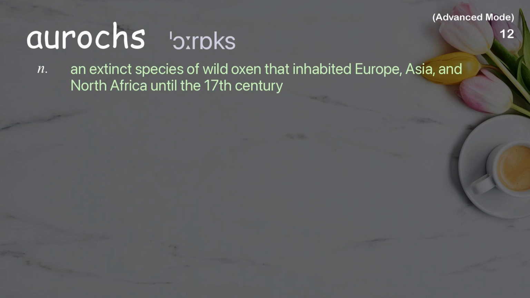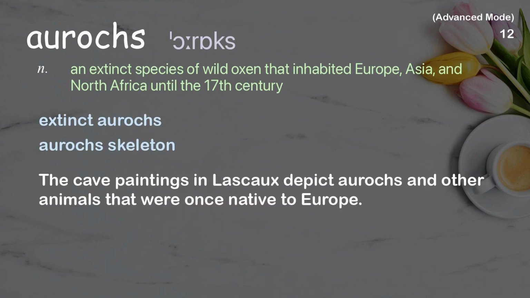Aurochs. An extinct species of wild oxen that inhabited Europe, Asia, and North Africa until the 17th century. Examples: Extinct aurochs. Auroch skeleton. The cave paintings in Lascaux depict aurochs and other animals that were once native to Europe.